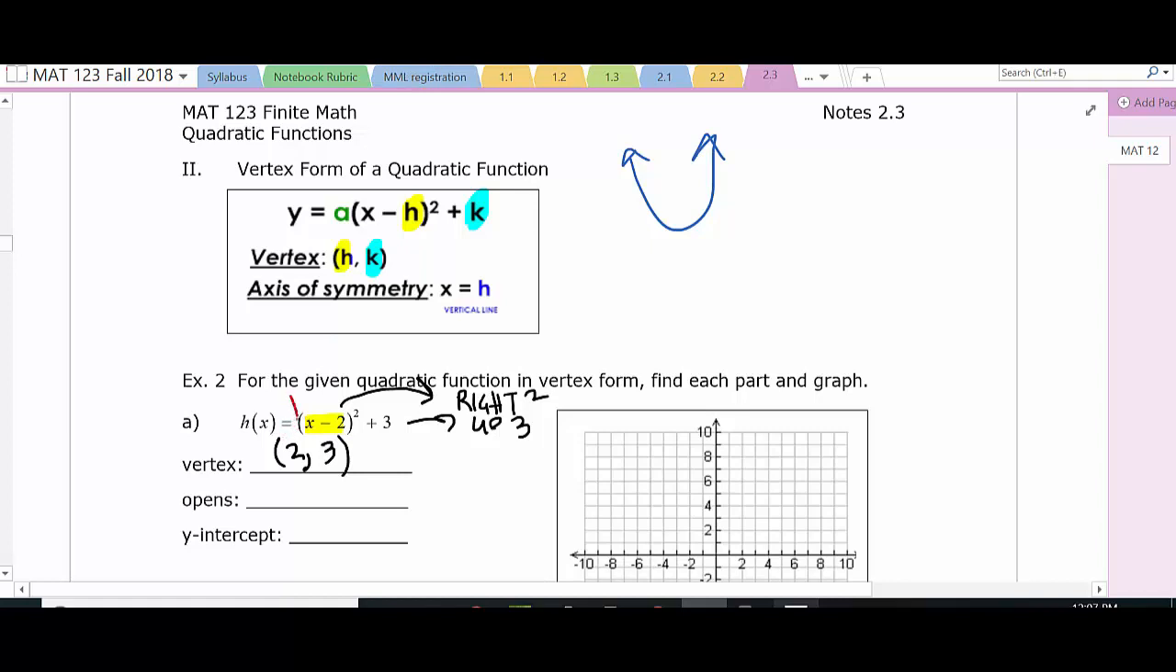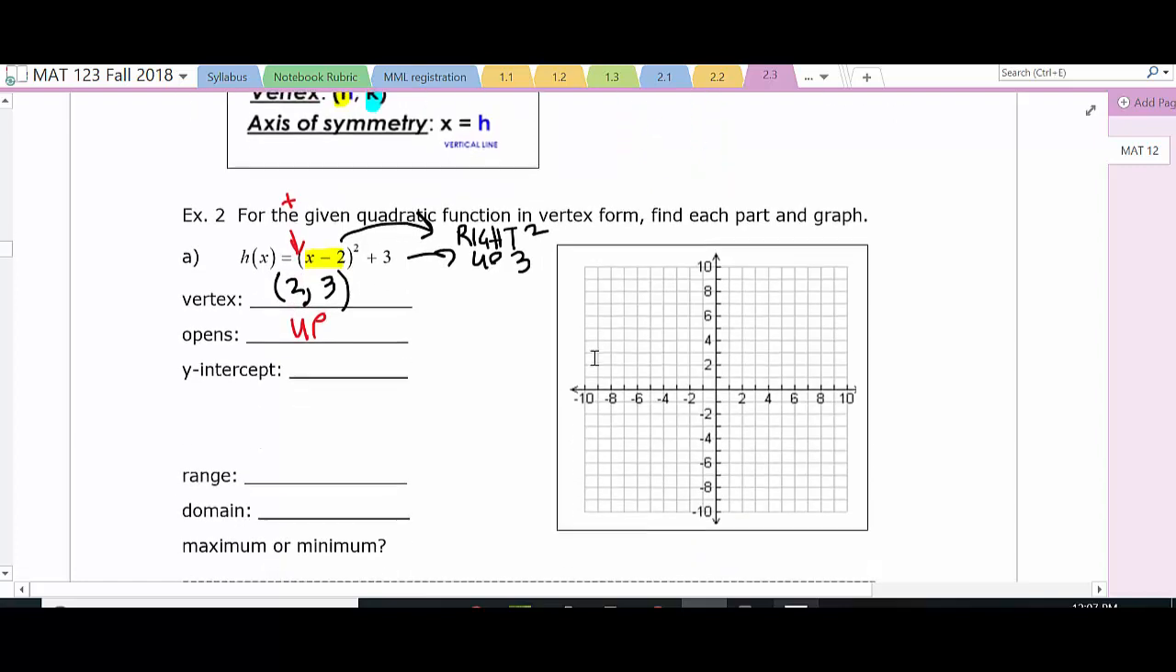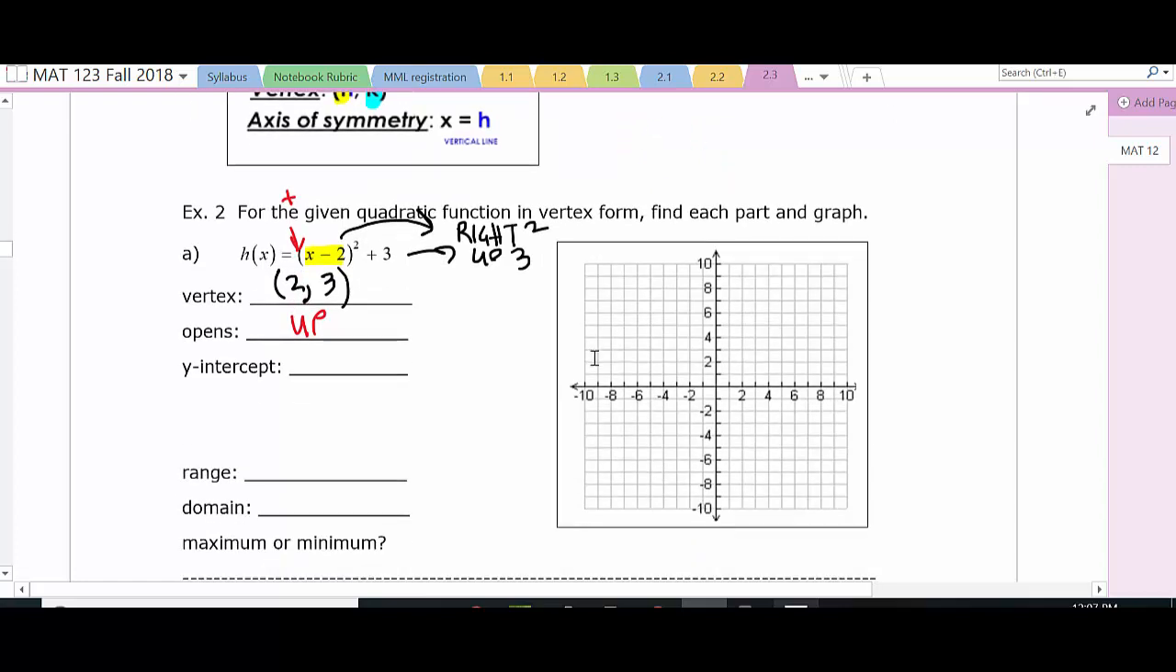Now, whether it opens up or down is going to depend on whatever's in front of that parenthesis. Since that is a positive there, that means this thing is going to open up. If I put a negative in front of that parenthesis, it turns it upside down and reflects it and makes it go down, okay, like that. So that's how you want to do that. You want to identify the vertex and whether it opens up or down just by looking. Okay, that's what we're after.